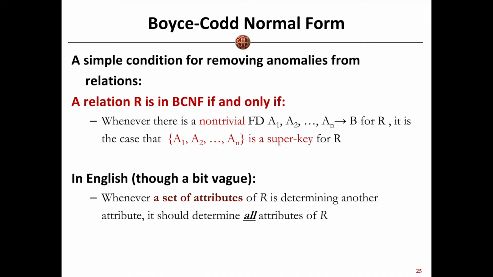So whenever we can find a non-trivial FD A1 to AN implies B, then the head of the FD should be a superkey of the R. If so, then we can say that relation R is in the BC normal form. If we can find a counterexample, then we can reject it and say it is not in the BC normal form. And you may also wonder what this non-trivial FD means?